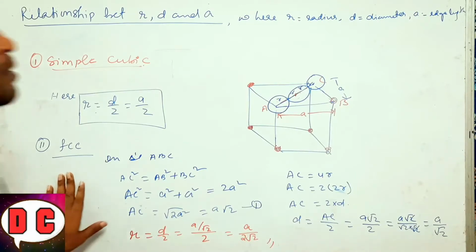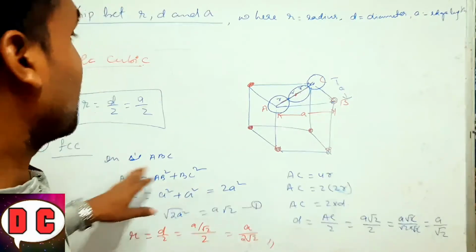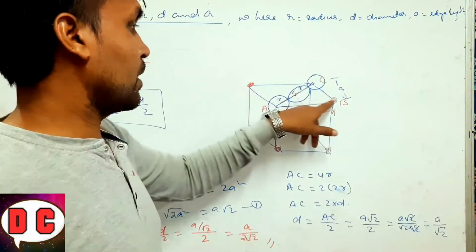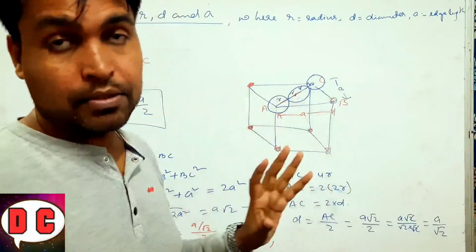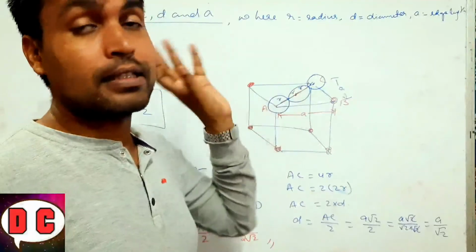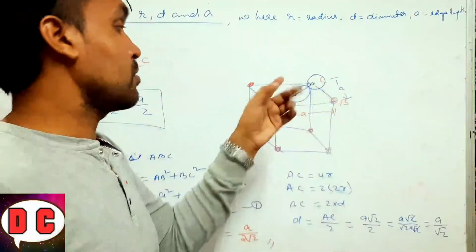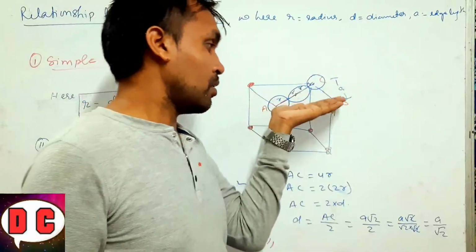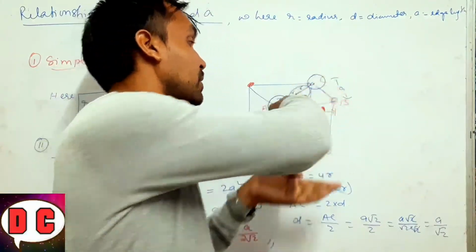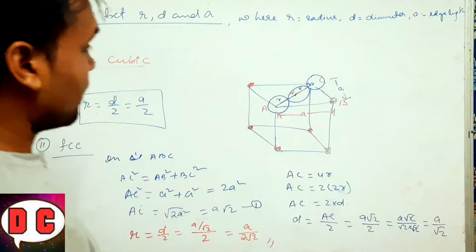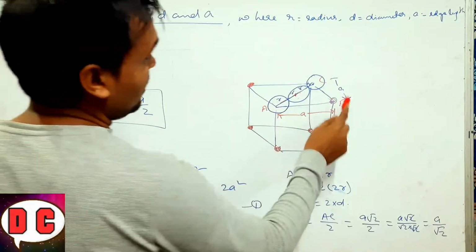So we are going to do number 2, that is FCC. We have drawn FCC here; at all the corners, 8 corners, there will be 8 constituent particles, plus at each face there will be one constituent particle. So we are talking about the top face. Here is one constituent particle, here is one, and here is one. We have drawn a straight line, and we have made a triangle ABC.